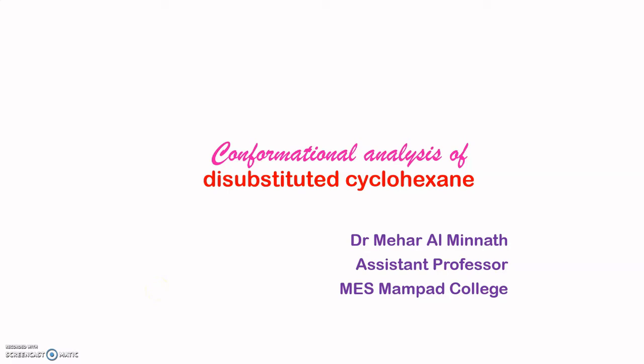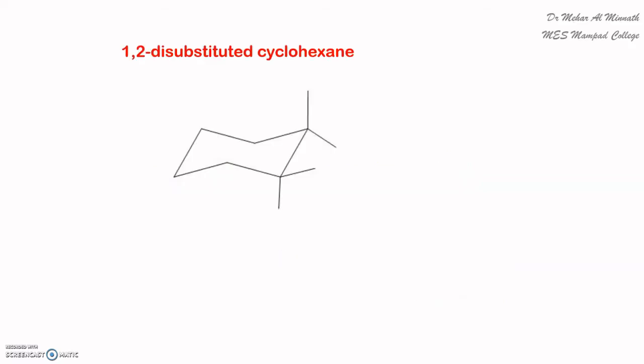We'll continue with the conformational analysis of disubstituted cyclohexane, and in this video we shall discuss 1,2-disubstituted cyclohexane. In the last video we saw 1,1-disubstituted cyclohexane. Now, when we discuss 1,2-disubstituted cyclohexane, we need to consider a few aspects regarding the structure of the chair conformer.